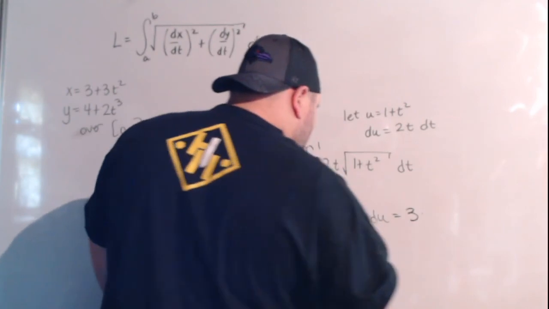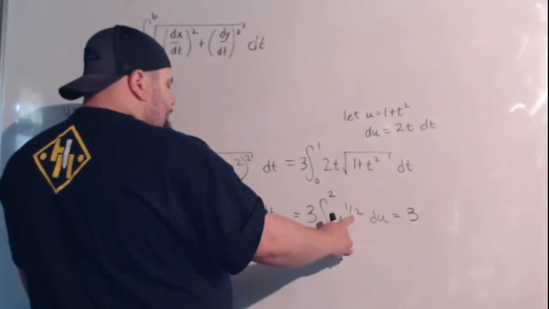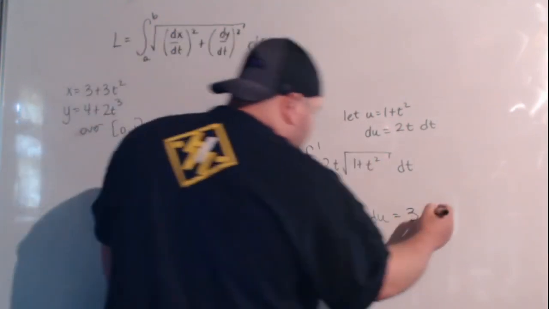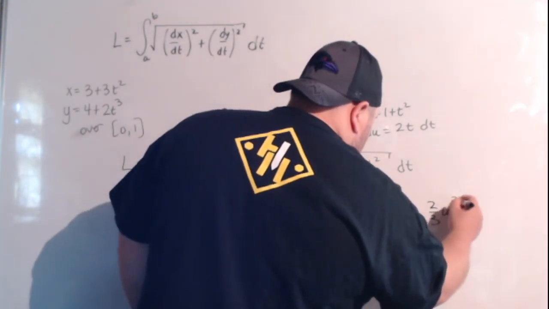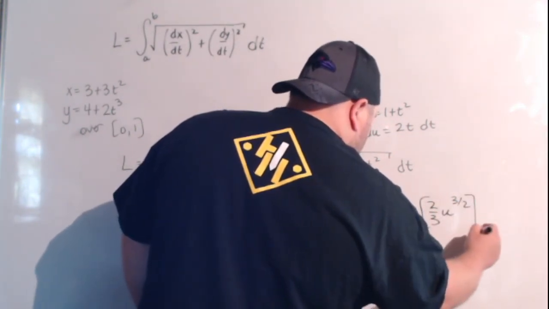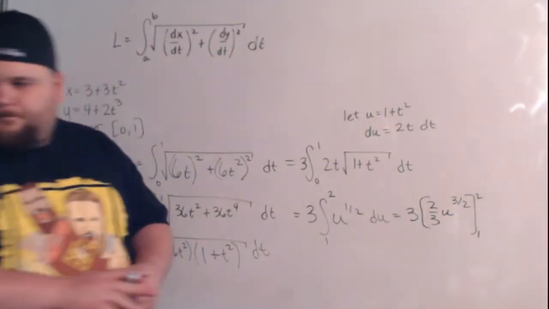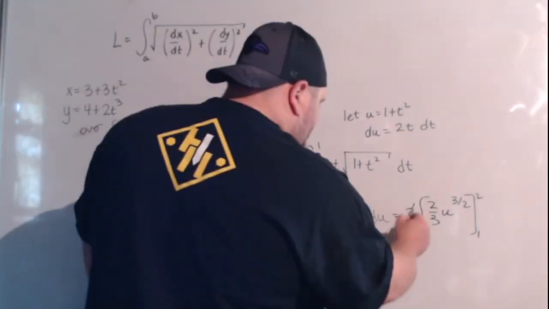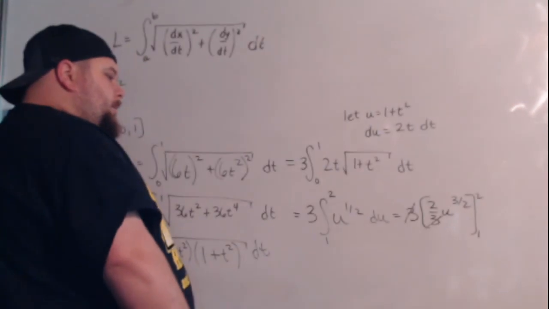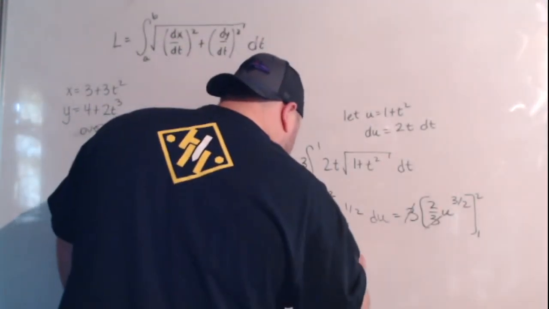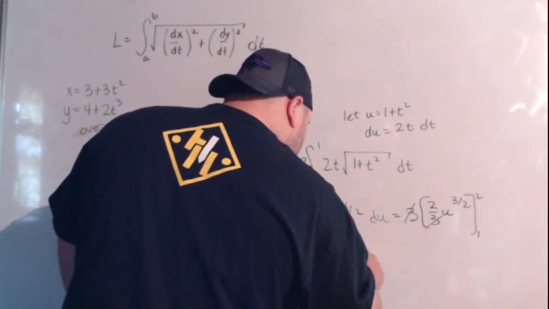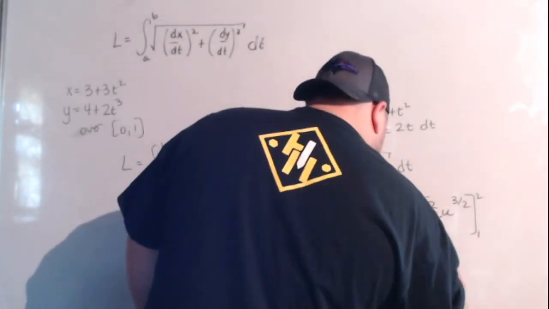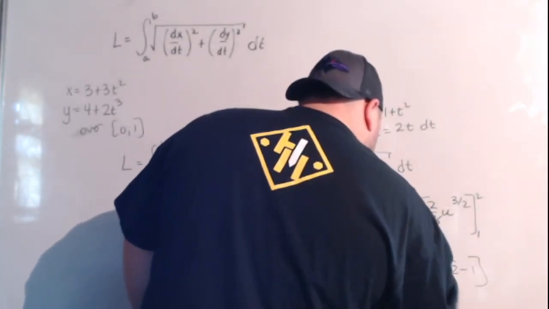So this is 3 times. Integrating u to the 1/2, you would add 1 to it, which is 3/2. Divide by that number. So it would look like that. Cancel those. That's 2 times 2 to the 3/2 minus 1. And really the best you can write that is this, I believe.